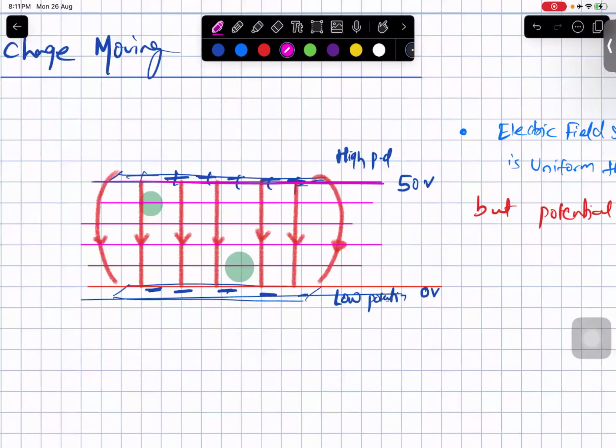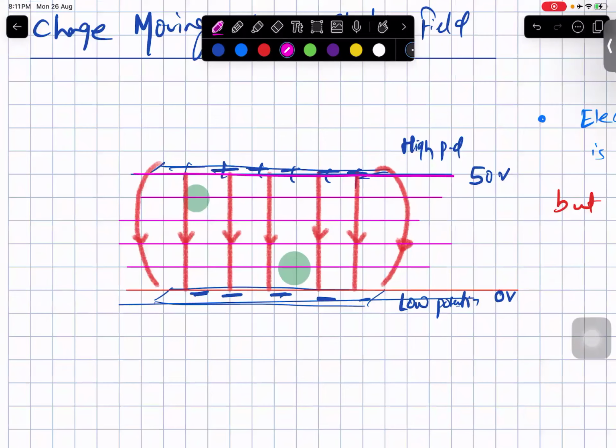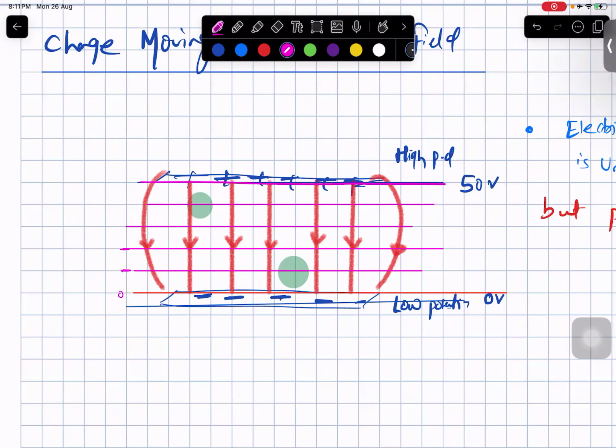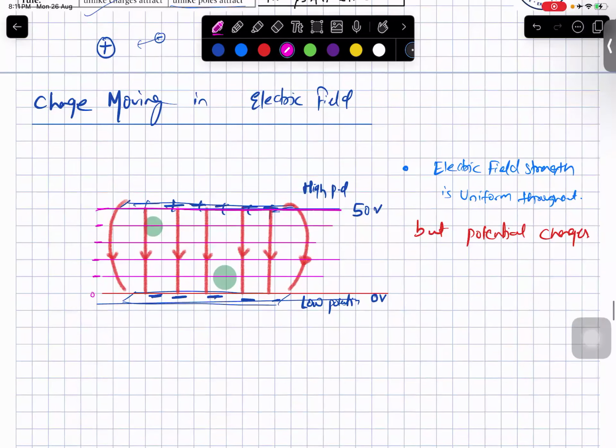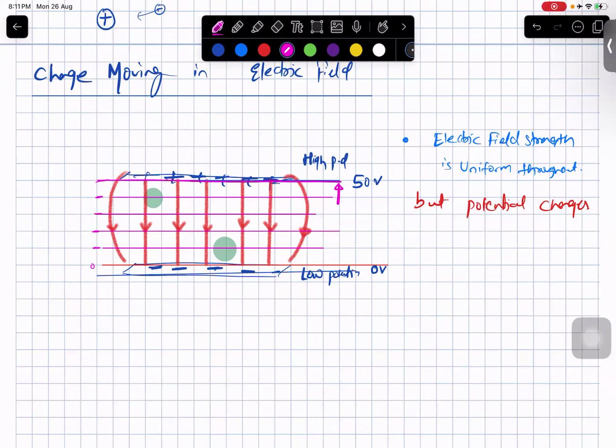Now, let's say this distance starts at 0, then 1, 2, 3, 4, 5 centimeters. So the total distance between the plates is 5 centimeters. The total potential difference was 50, so each horizontal line I have drawn will be 10 volt, 20 volt, 30 volt, 40 volt, and then 50 volt.